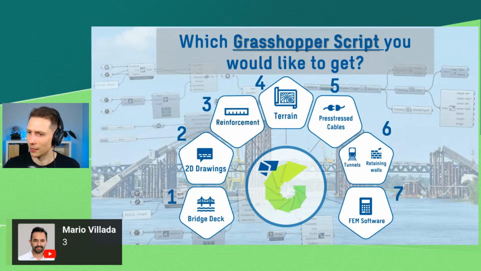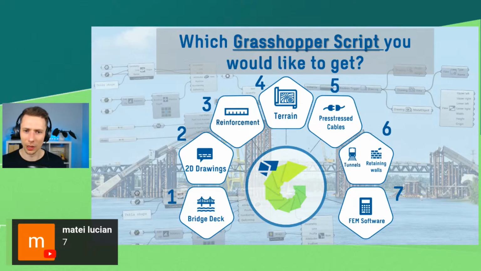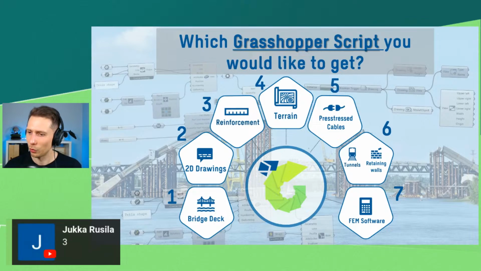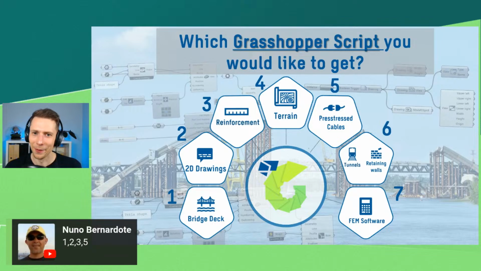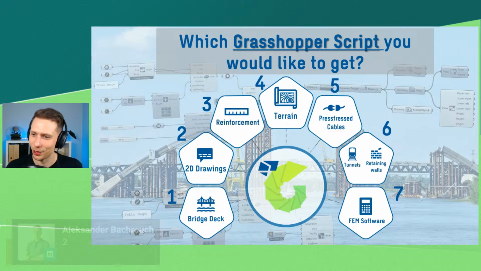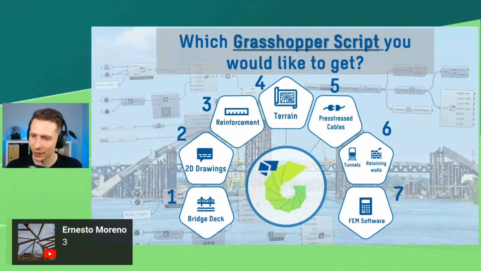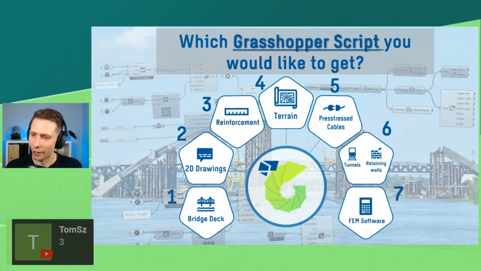Okay, so we have some first answers. So Mario, reinforcement. So this sexy workflow from Andre. We have Matej with the finite element software. That's good that you see the benefits of connecting Grasshopper with finite element software. Again, we have Yuka. So we have 2 for 1. So Sylvester, we have, let's see, lots of answers. No, I just asked about one, not all of them. Second, the 2D drawings. Again, Ernesto, reinforcement. Arturas, 3. Okay, so everything goes.